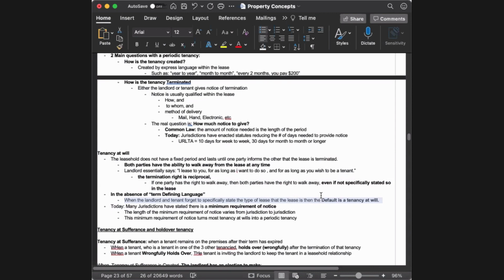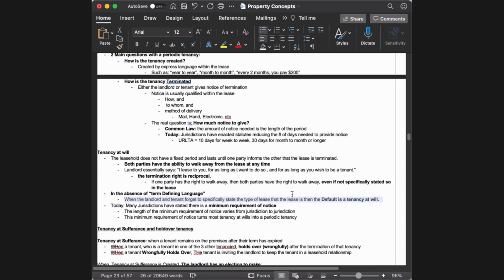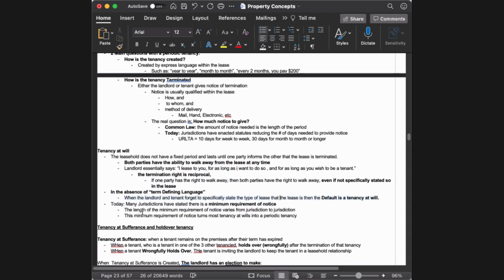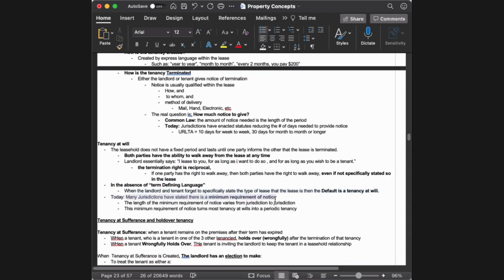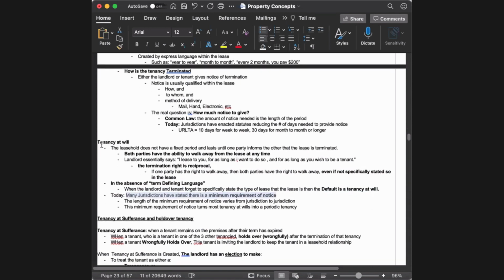On the exam, you might get one of these created intentionally, but as a practical note, it would be very silly to encounter one of these in real life that wasn't created by accident. Today, many jurisdictions have stated that there's a minimum requirement of notice before somebody gets kicked out. Because of just how squishy tenancy at will is, a lot of jurisdictions have had to step in to come up with time frames that are necessary for landlords to kick out a tenant, or for tenants to break their lease, stuff like that.